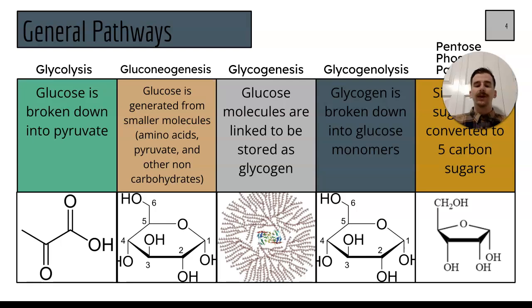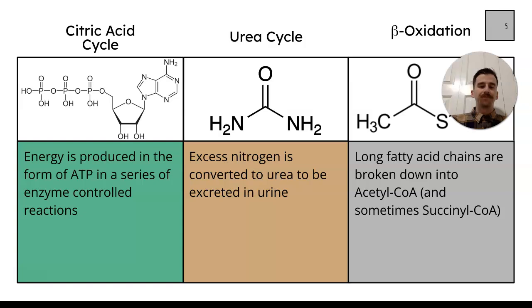And that breakdown of glycogen back into glucose from the branch pieces is called glycogenolysis, and that's our next one. And then we're not going to talk about it a lot, but the pentose phosphate pathway allows us to change 6 carbon sugars into 5 carbon sugars and create different sources of information or energy like nucleic acids.